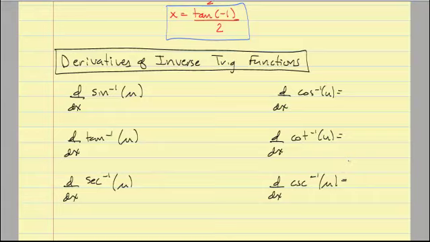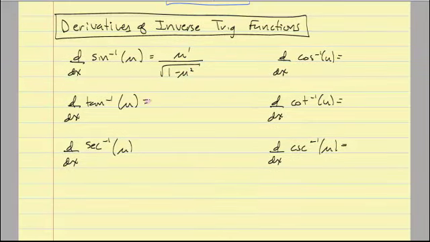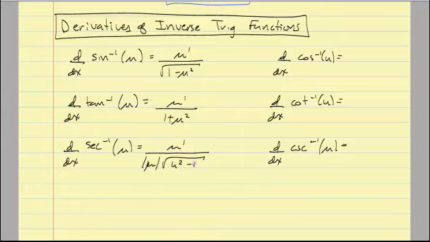Okay, the derivative of the inverse sine is going to be u prime over the square root of 1 minus u squared. Tangent, and this is going to be one of the most common ones we look at, is u prime over 1 plus u squared. Inverse secant is going to be u prime over the absolute value of u times the square root of u squared minus 1.